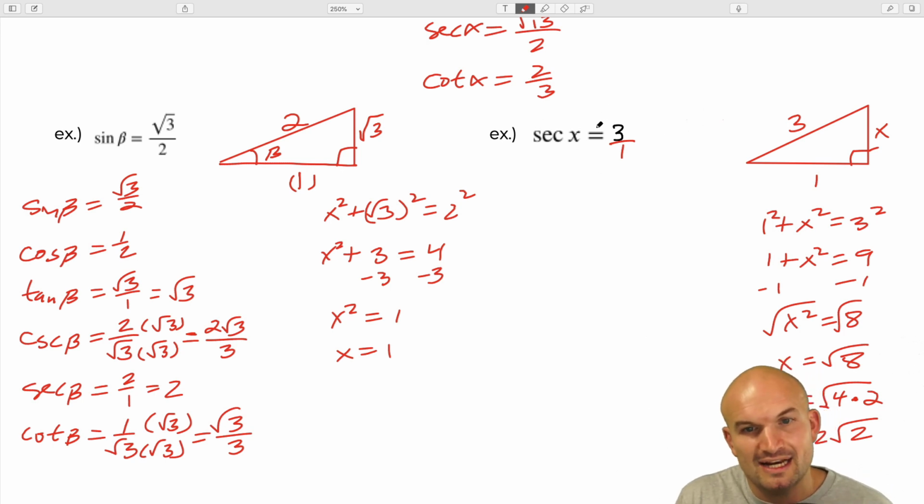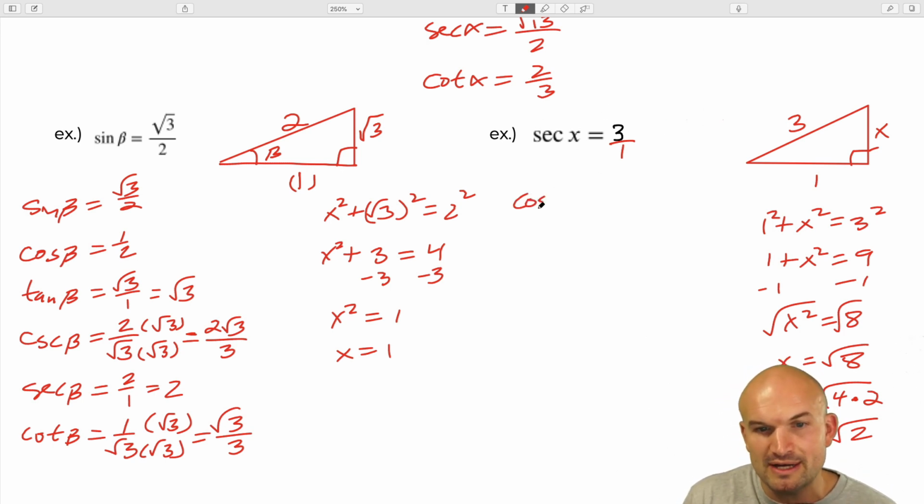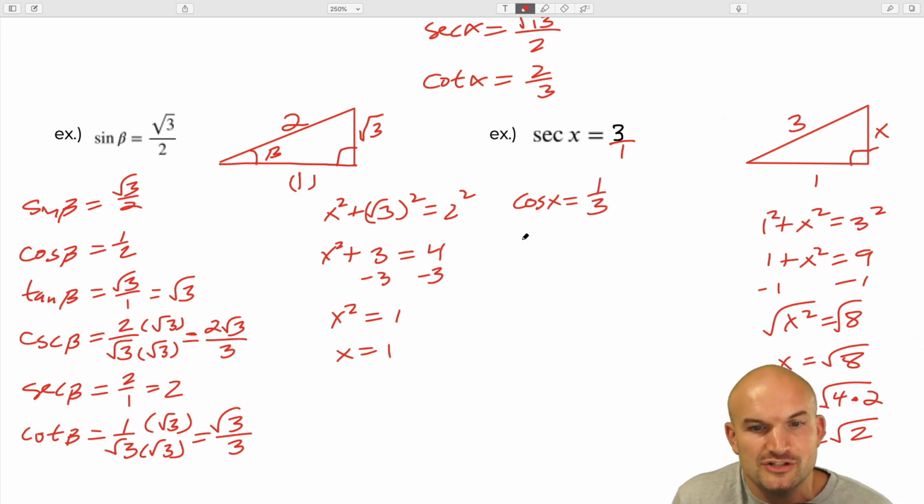So if I know secant of x equals 3 over 1, well, that makes my cosine of x pretty simple. That's just going to be 1/3. It's just the reciprocal relationship.